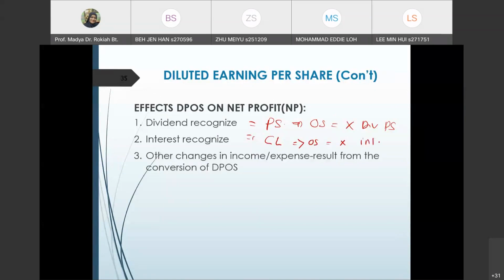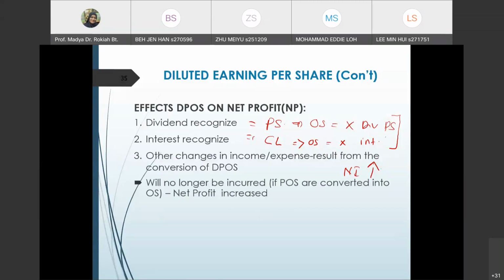Okay, other changes in income or expenses result from the conversion. So this one will affect your net income: there is no dividend for preference shares, there is no interest to be paid, so the net income is going to increase. These will no longer be incurred, since the dividend and the interest are no longer to be incurred. If the POS convert into shares, the net profit is going to increase. Once you convert preference shares to ordinary shares, you don't have to pay a dividend, so the net income is going to increase. The same thing for the interest.